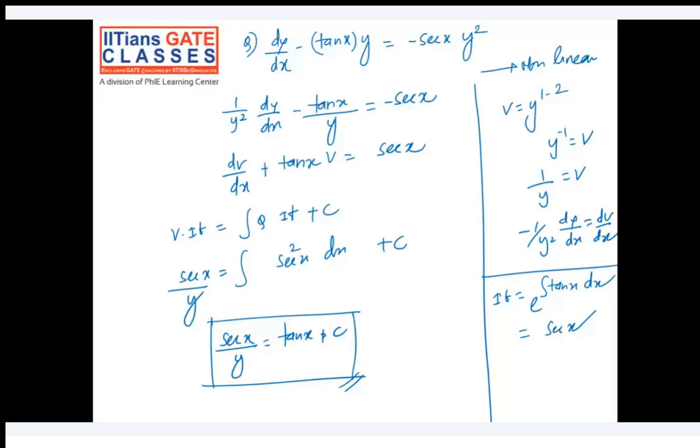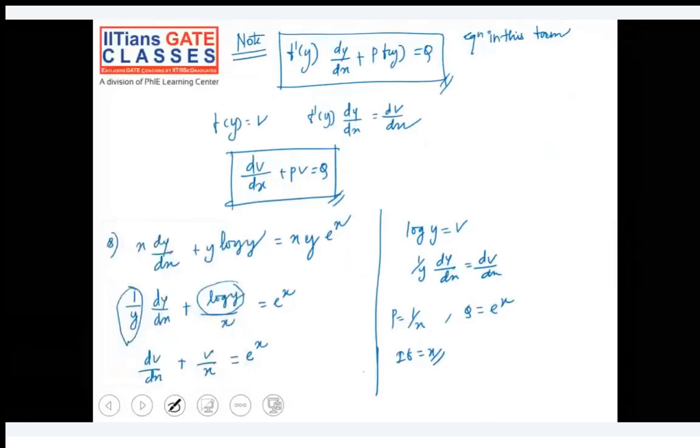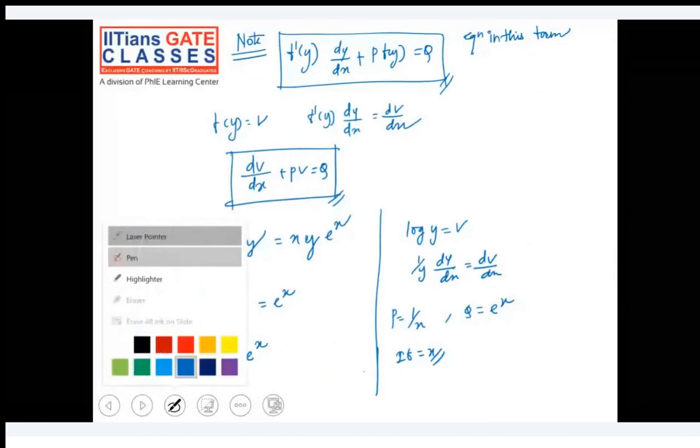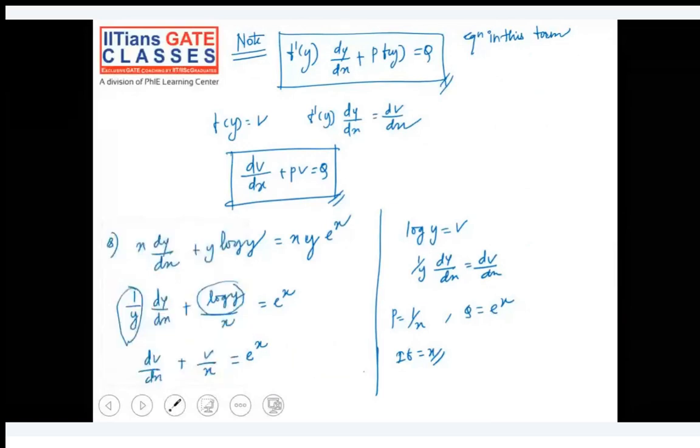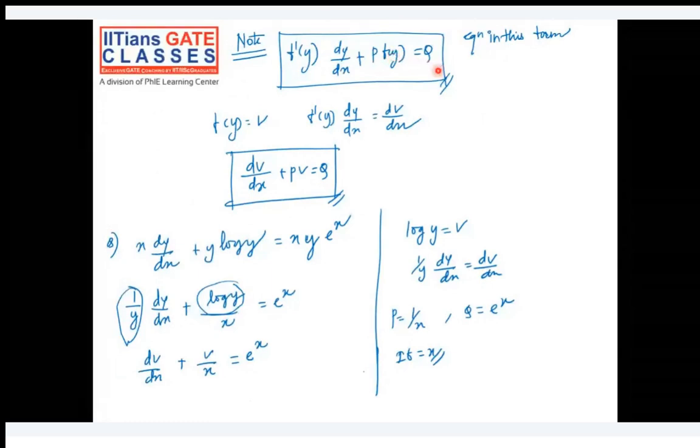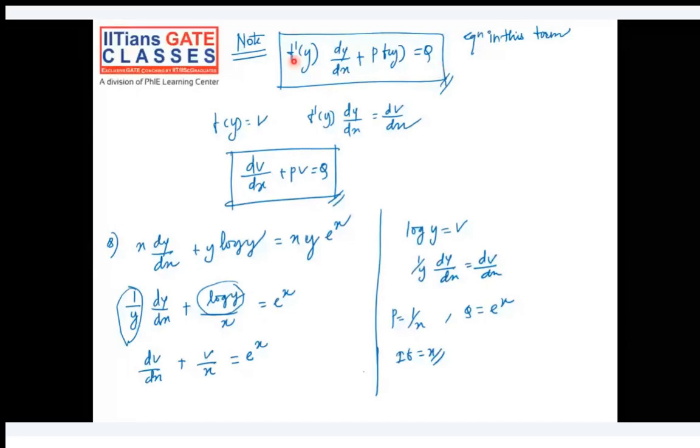Another kind of non-linear differential equation will be this: f dash of y dy by dx plus p into f of y equal to q. I'll repeat: f dash of y dy by dx plus p into f of y equal to q. So here f dash of y may be in terms of y or in terms of x. Basically these are two in multiplication, so it can be non-linear in this case.